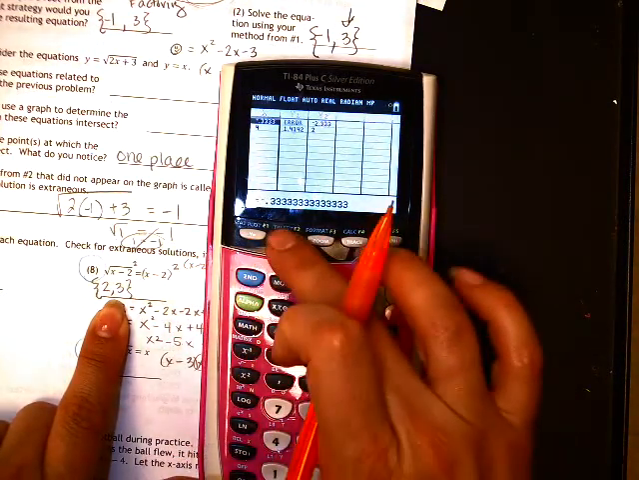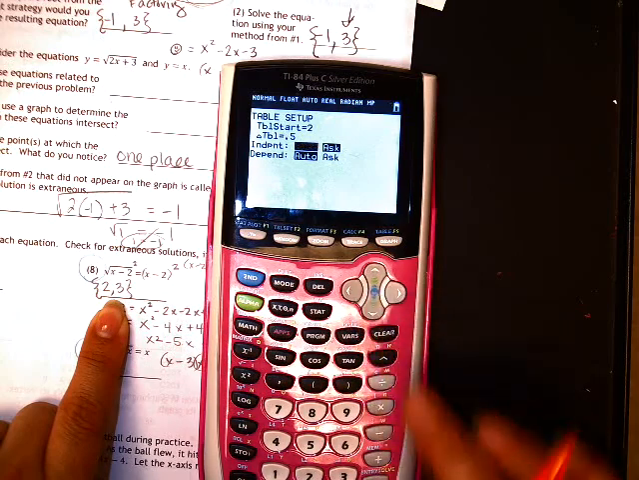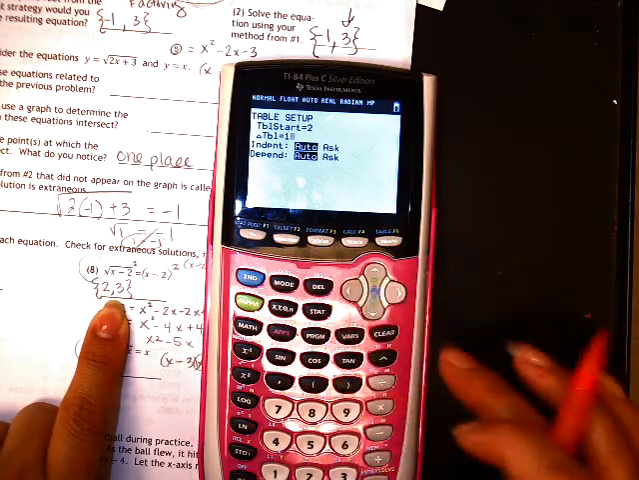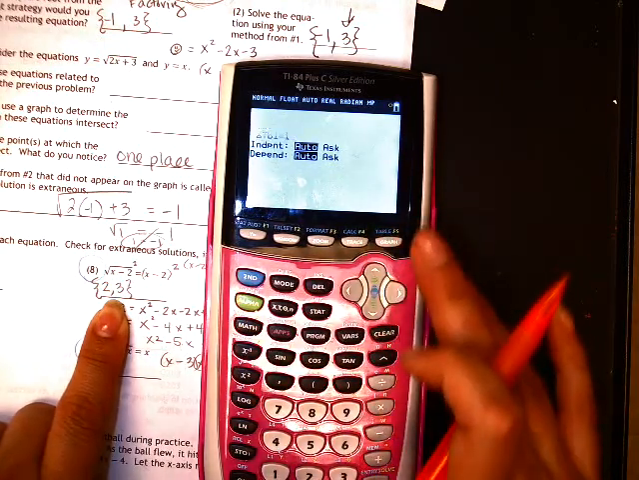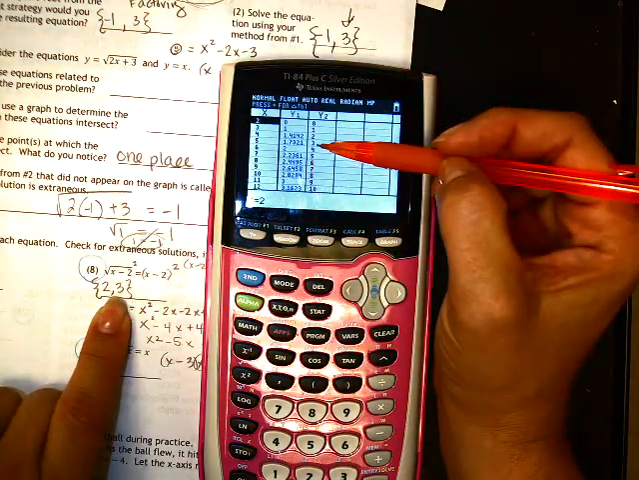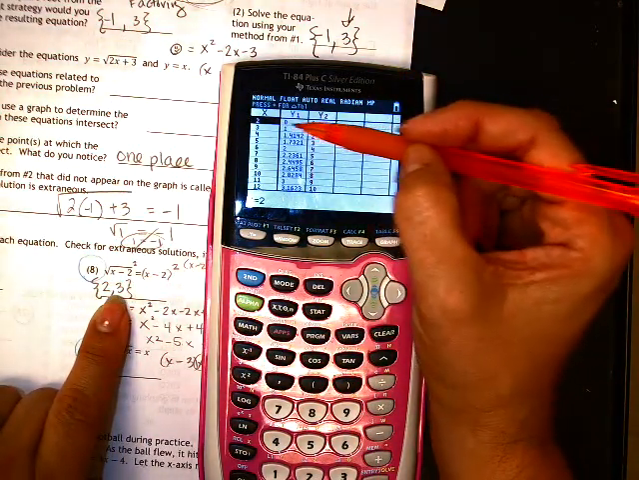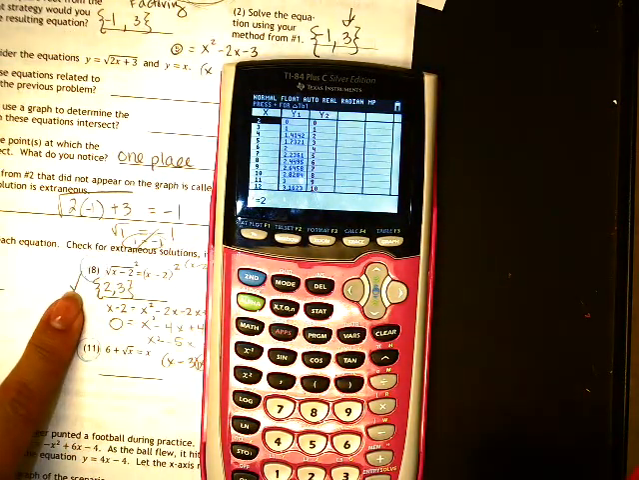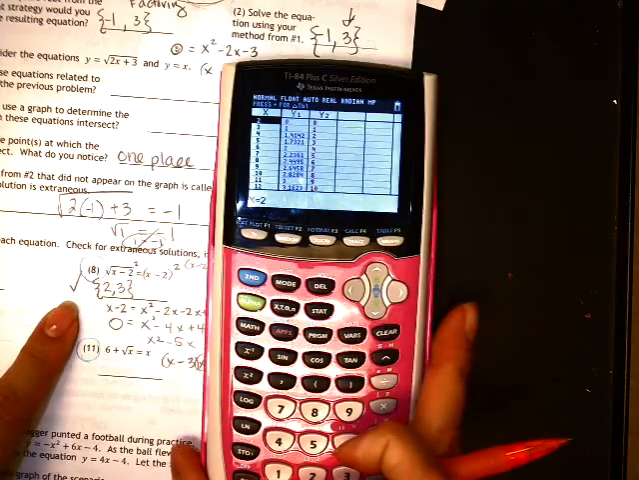Oh, I need to go into table set and go to auto. Let's start at, all right, let's go back to table now. And let's see, at 2, they are both equal, and at 3, they are both equal. So both of those are just fine in terms of the answers.